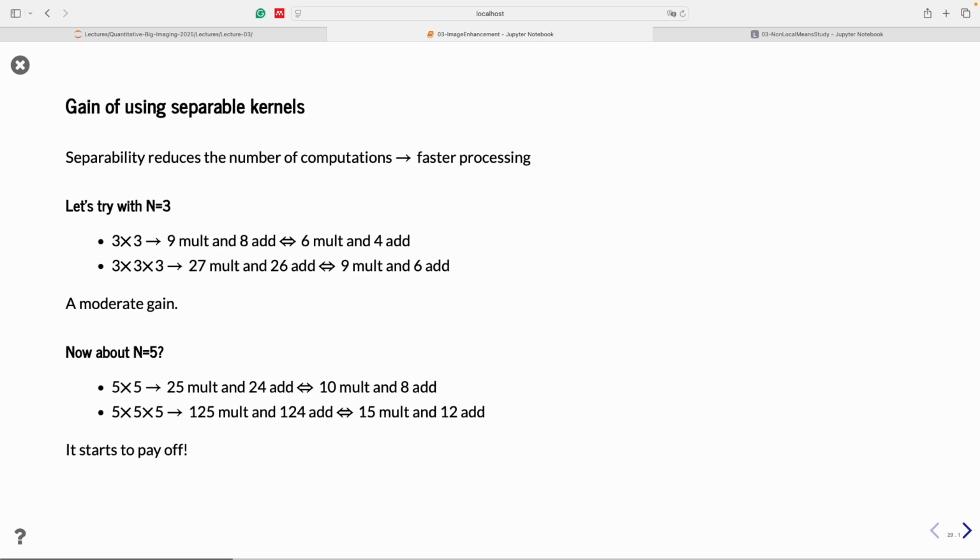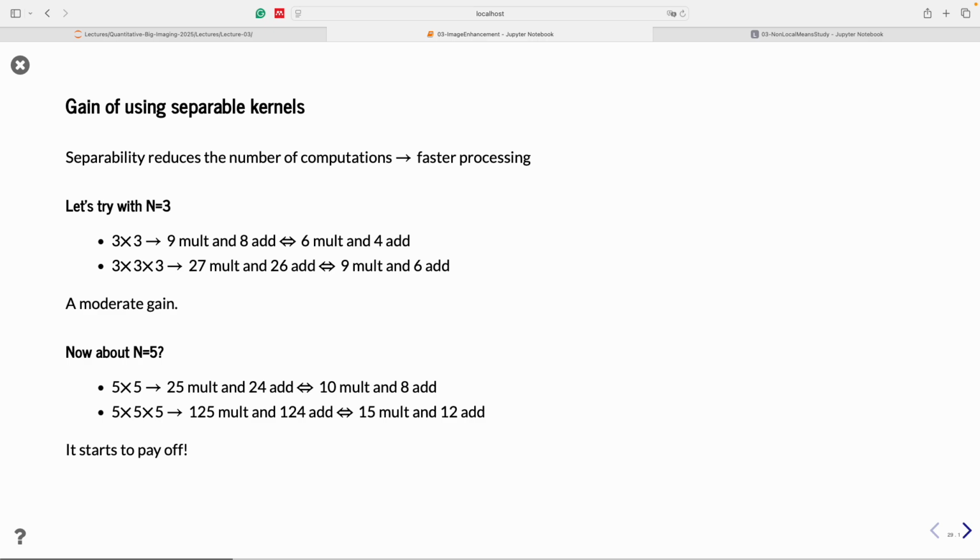And the gain of doing that, if you have small kernels, is probably not very much. So you can see here, if we have a 3 by 3 kernel, you would have 9 multiplications and 8 additions. And through the separation, you can get 6 multiplications and 4 additions. Not so much gain. If you go to 3D, then you would have 27 multiplications and 26 additions. And that is now reduced to 9 multiplications and 6 additions. Starts getting somewhere. If we increase the n, then you can start seeing that in the 3D case, you would have 125 multiplications, and that is reduced to 15. And then you start seeing some gain.